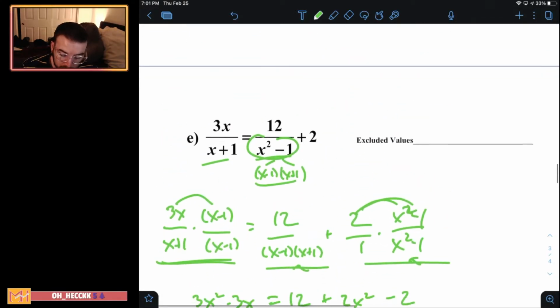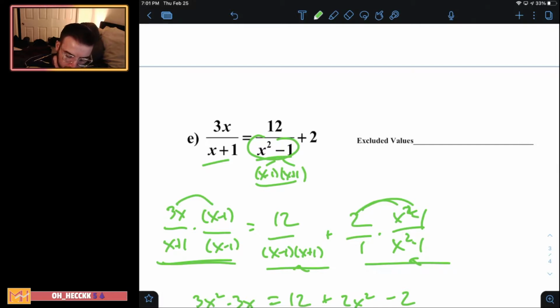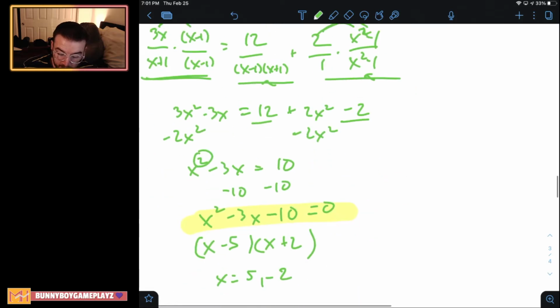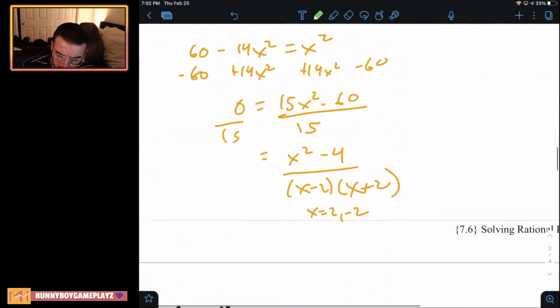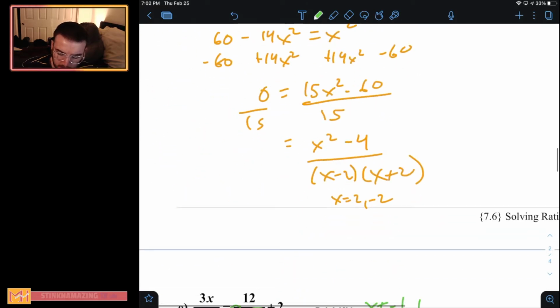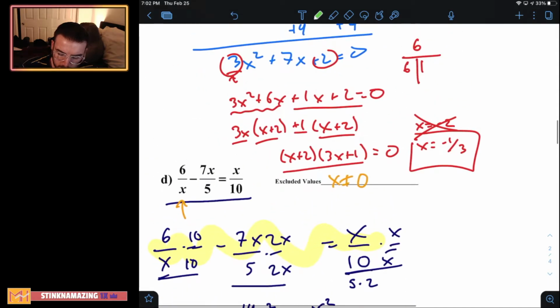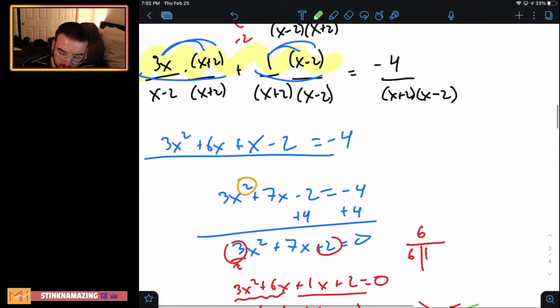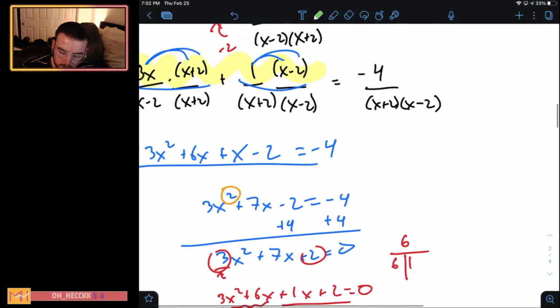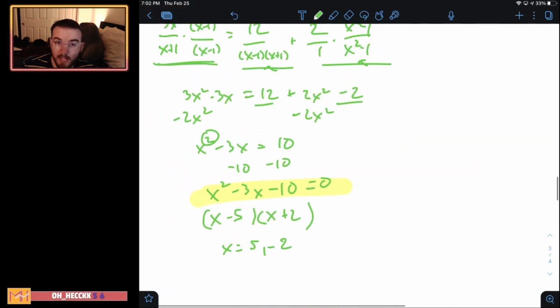Are either of those excluded? Not at all. We're excluding -1 and +1, but that's it. So this one has two solutions. Is that our first one with two solutions? Oh no, this one did just a second ago. That one had one that canceled out. Yeah, okay. Interesting how that works out, right?